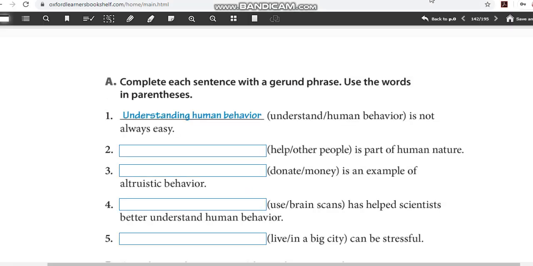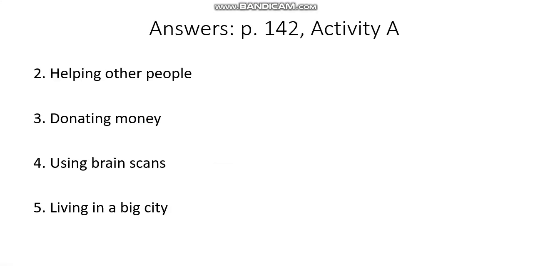Okay, turn to page 142 in your book and start with activity A. You are going to complete each sentence with a gerund phrase. Use the words in the parentheses. This is just like practice 1 that we just did in the video. Pause the video and then press play when you are ready to see the answers. Here are the answers to activity A on page 142.